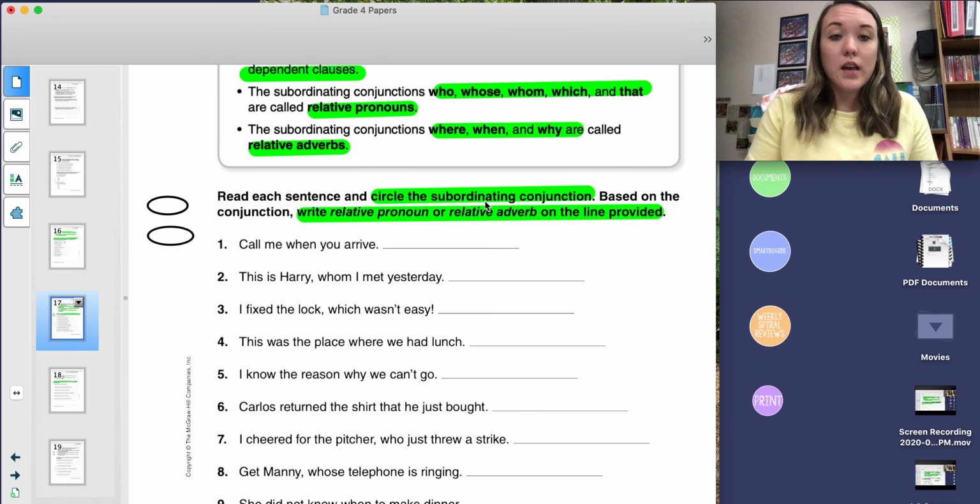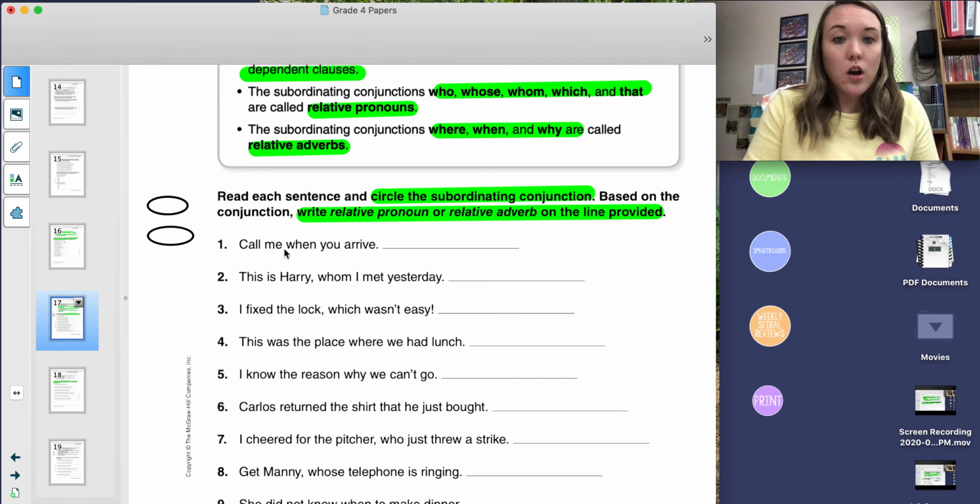The directions say to read each sentence and circle the subordinating conjunction. Based on the conjunction, write relative pronoun or relative adverb on the line provided. I am fine with you abbreviating, so for relative pronoun, you could put RP, and for relative adverb, you could put RA.